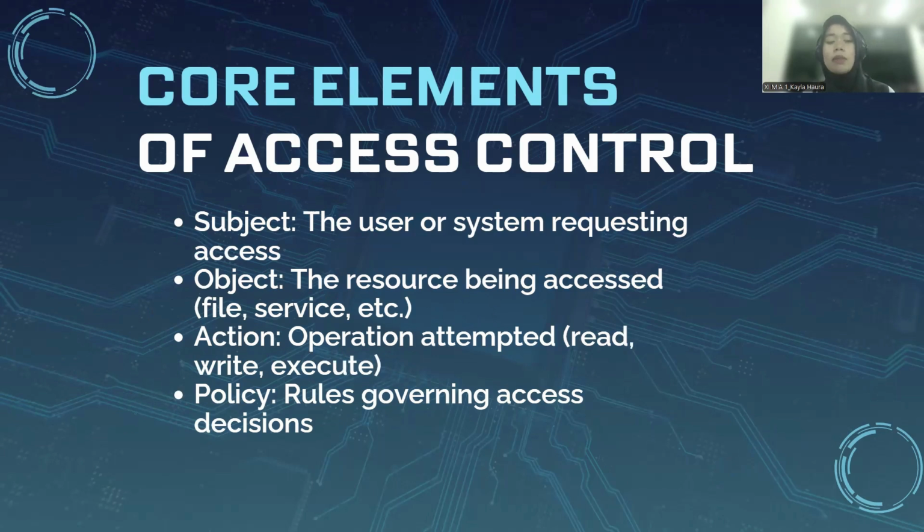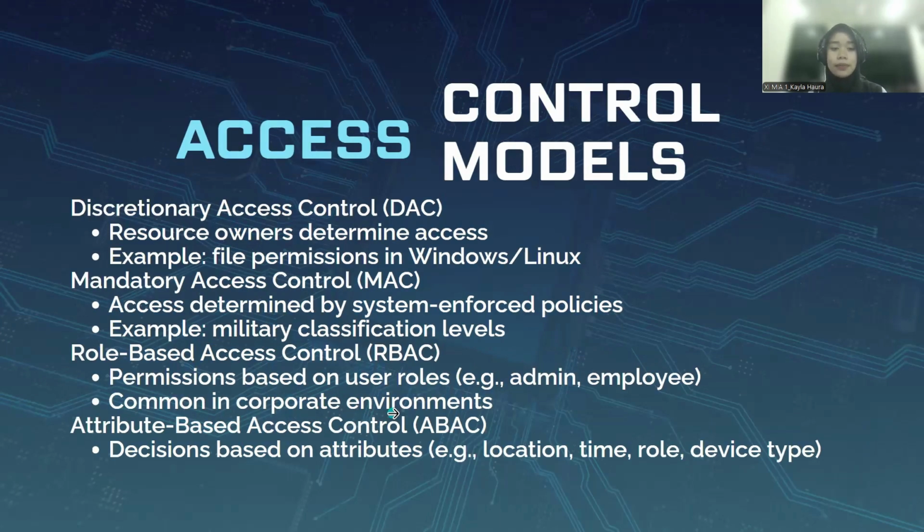So next, about core elements of access control. There are some core elements. First is subject, the user or system requesting access. And then the second is object, the resource being accessed, like file, service, and so on. And the third is action, the operation attempted, like read, write, execute. And the last one is policy, rules governing access decisions.